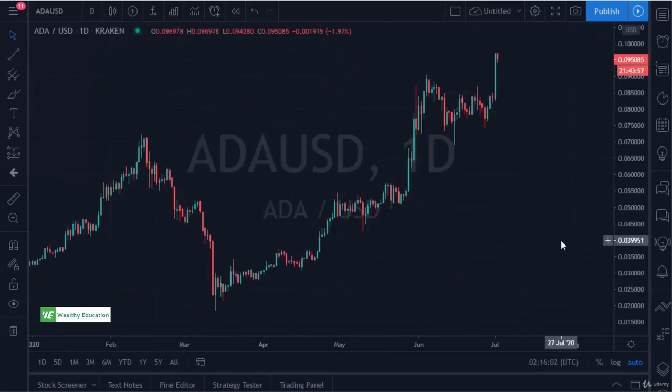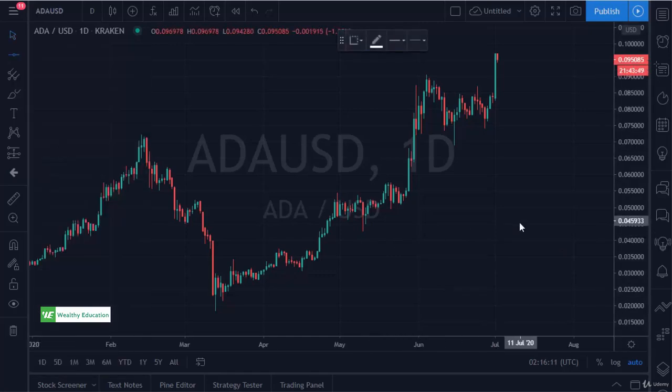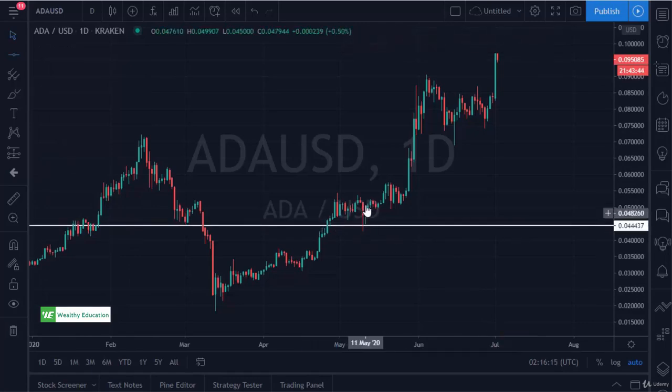So here in Cardano, we have a nice support level at 4.5 cents. So let's go ahead and put that right there. And you can see that we dipped and formed this hammer and then rallied from there. Now, we did take our time to truly break out, but that was a decent signal by itself.